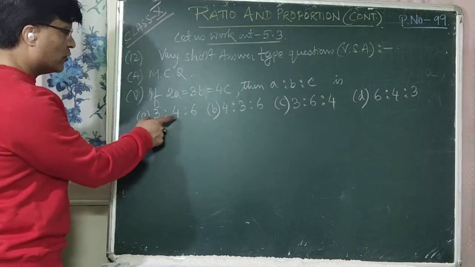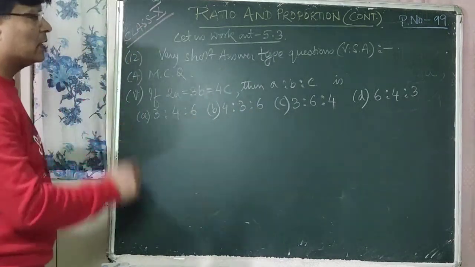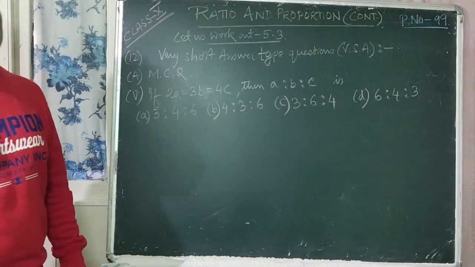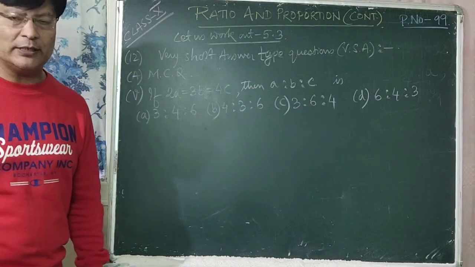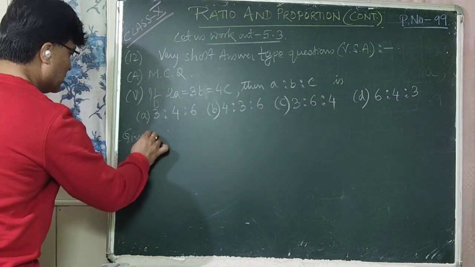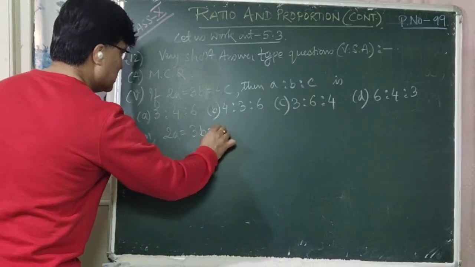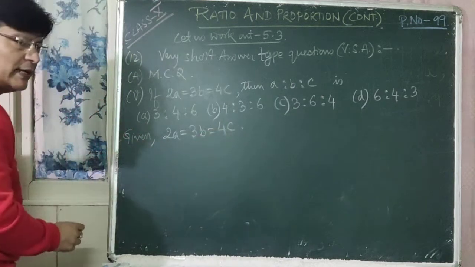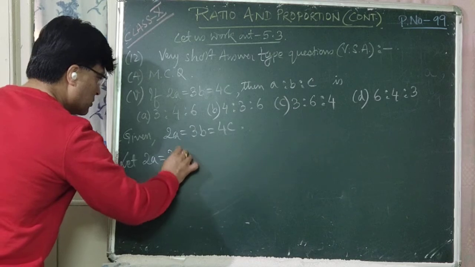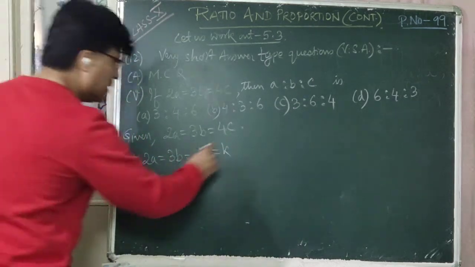Option A is 3:4:6. Option B is 4:3:6. Right? Option C is 3:6:4, and option D is 6:4:3. So you have to choose the correct option. Let us write down given. Here what is given? Your given is 2a is equal to 3b is equal to 4c. Right? So let us assume, let 2a is equal to 3b is equal to 4c is equal to k. Suppose, right?